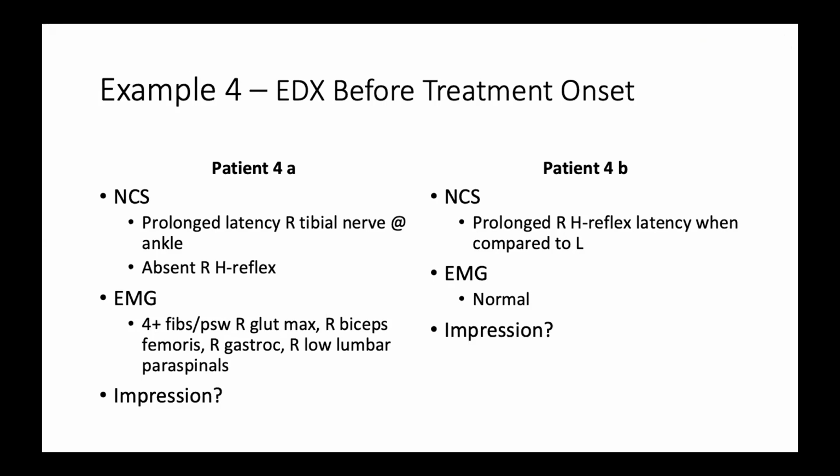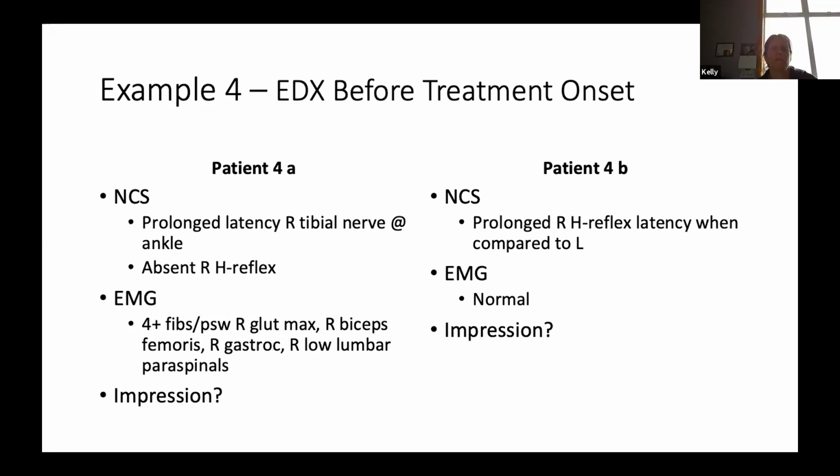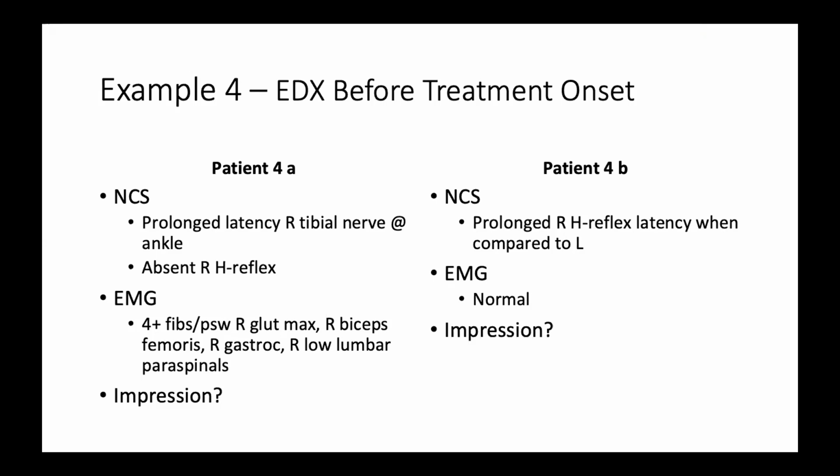Patient 4B also has S1 radiculopathy, but what's it only affecting? Myelin. Only affecting the myelin. So patient 4B only has myelin involvement with no axonal changes. So they both have S1 radiculopathies, but the older gentleman has much less severe findings than the younger guy.